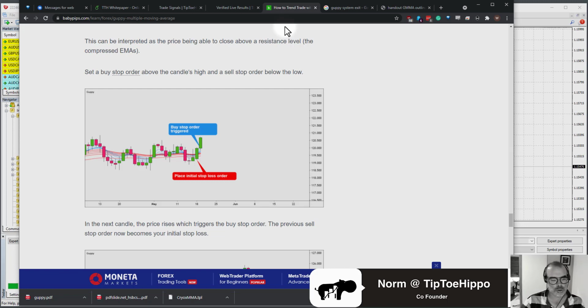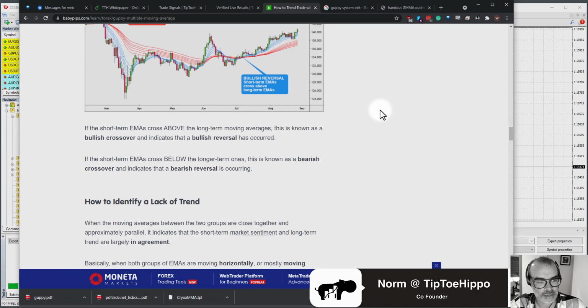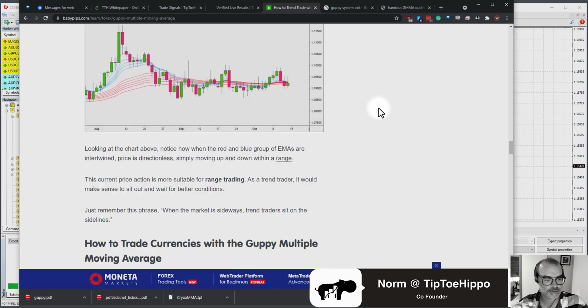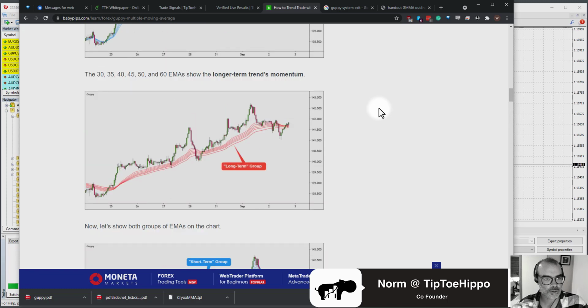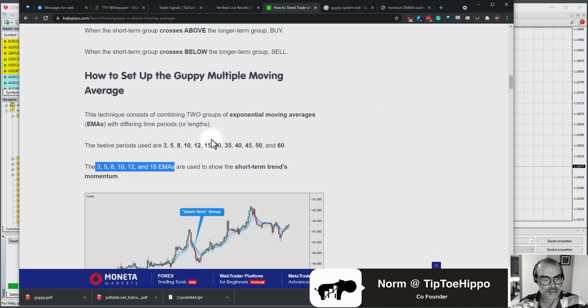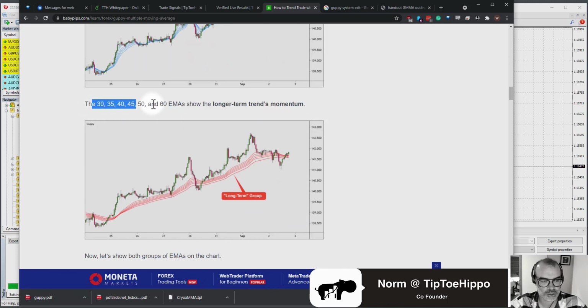Guppy was an Aussie bloke who wrote a trend following book. It was quite popular, not very technical, about 20 years ago, in the late 90s, early 2000s, I think it was. Basically what it involved was two sets of moving averages. The first set was the 3, 5, 8, 10, 12, and 15 exponential moving averages, so that they follow the price relatively closely, as you can see on that graph. And then there was the 30, 35, 40, 45, 50, 60 that were a bit longer.